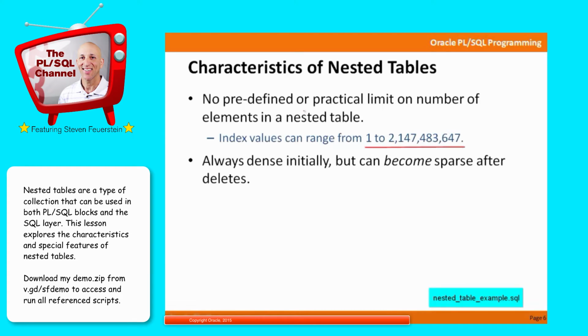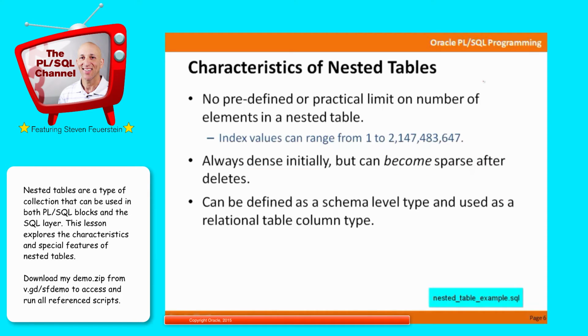Nested tables are always dense initially, which means that every element between the lowest index value and the highest index value is always defined. However, these dense nested tables can become sparse after you do deletes, if you delete elements from within the list.